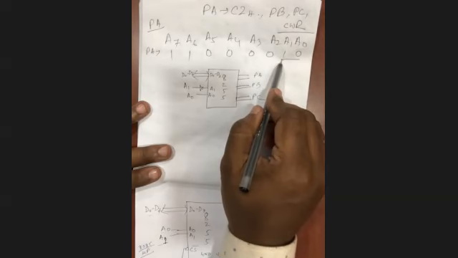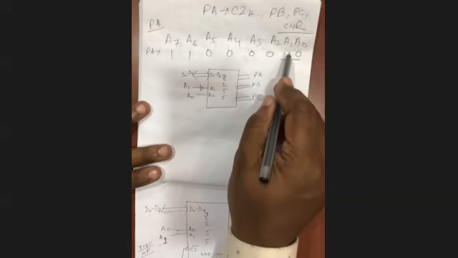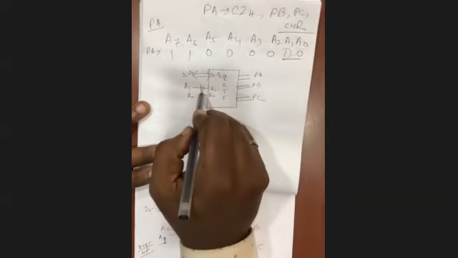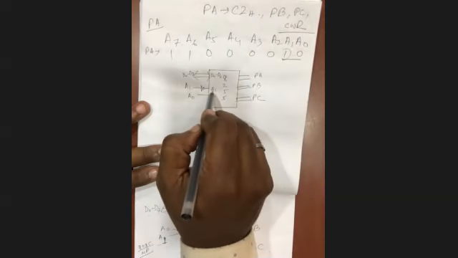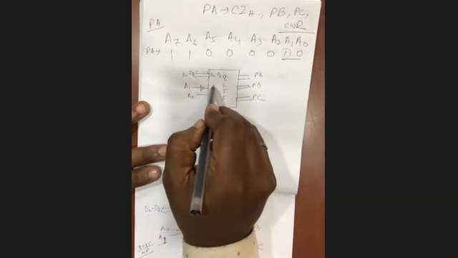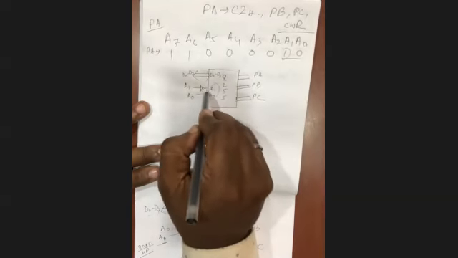A1 क्या होना चाहिए था? 0. A1 0 होना चाहिए. 0 सर. 0 होना चाहिए था, मगर है क्या? 1 है सर. नॉट गेट लगाया, मतलब 1 देने से इसको 0 मिलेगा. इधर में हमको टर्मिनल में 0 0 मिलना चाहिए, जो हम मिला दिया.